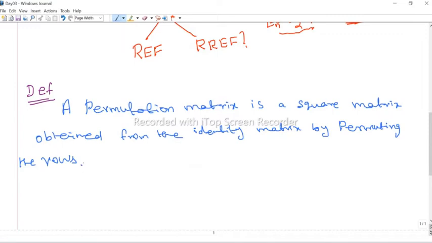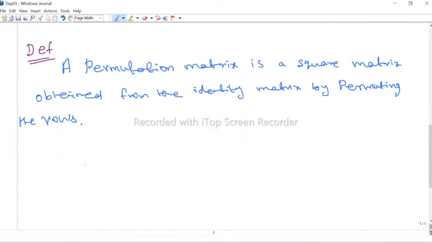Even some elementary matrices are permutation matrices, suppose you apply the second kind of elementary row operation. What is the second kind? You are interchanging two rows, right? Interchanging two rows can actually permute the rows. The first row may go to the fourth row, the second row may go to the first row. That is just a permutation of the rows. The resulting matrix is called a permutation matrix.